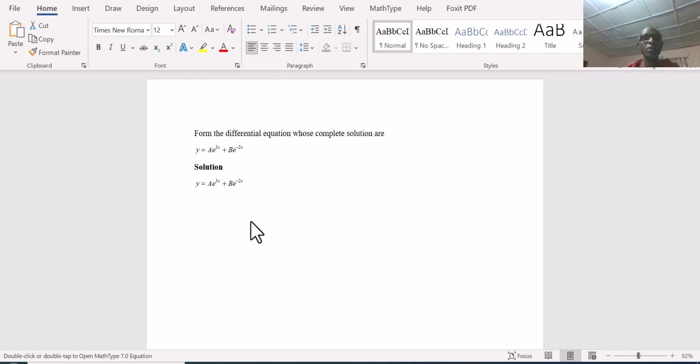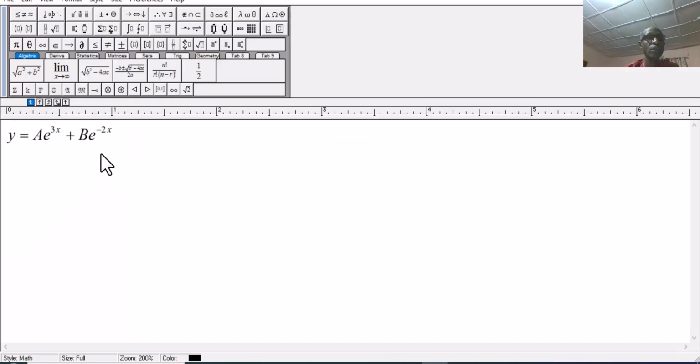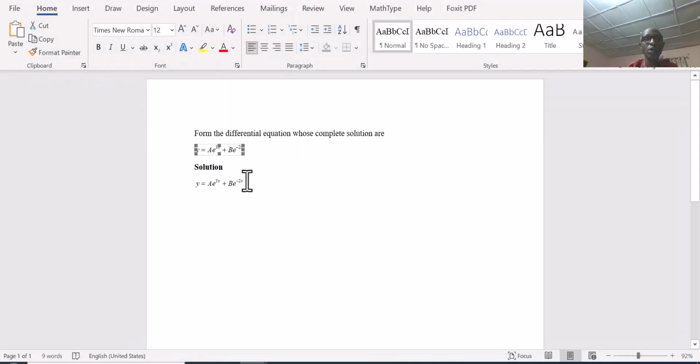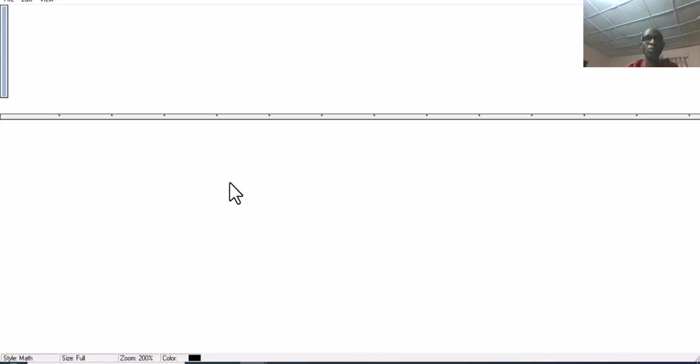Okay, welcome back. Now we are dealing with differential equations. This question says: form the differential equation whose solution is y equals a e raised to the power of 3x plus b e raised to the power of minus 2x. So this is an exponential form of equation that we are given. Let's start and see how we go about the problem.